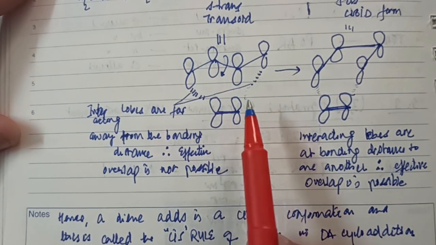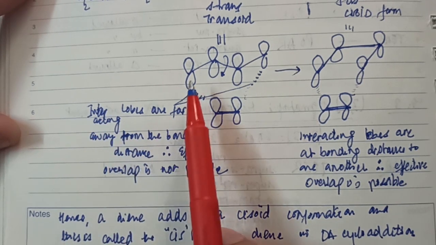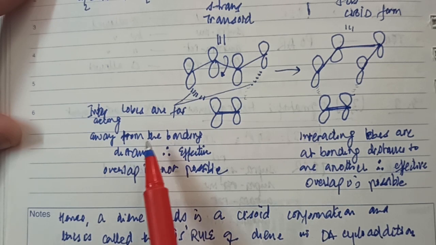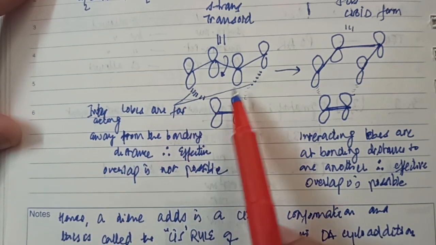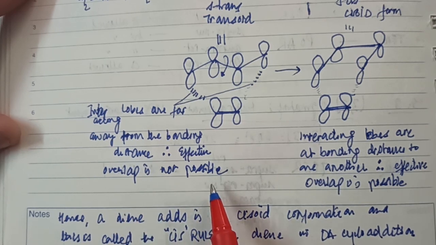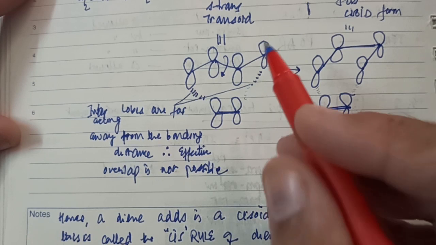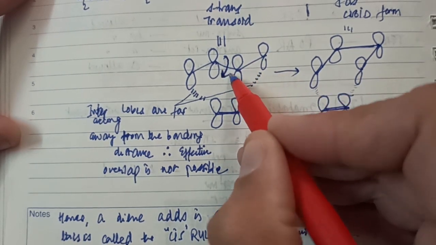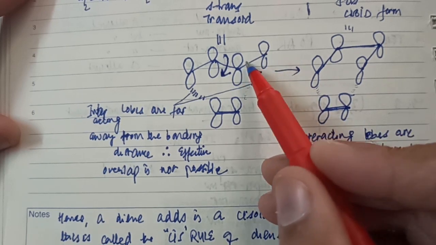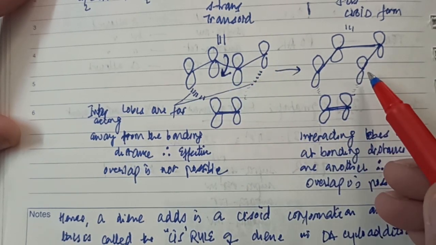So what I'm trying to say here is that the interacting lobes, that is this lobe and this lobe, the terminal lobes of the diene, are far away from the bonding distance. So this and this are far away from the bonding distance, and therefore effective overlap is not possible. Therefore, to achieve an effective overlap, this single bond should rotate by 180 degrees so as to bring this bond ahead, that is, to achieve this conformation.